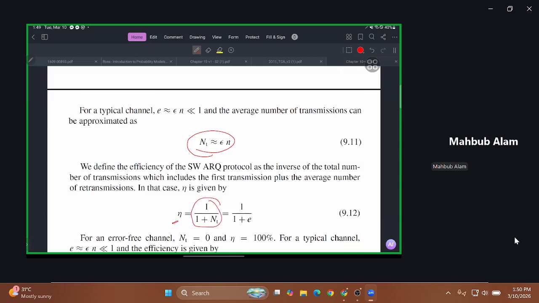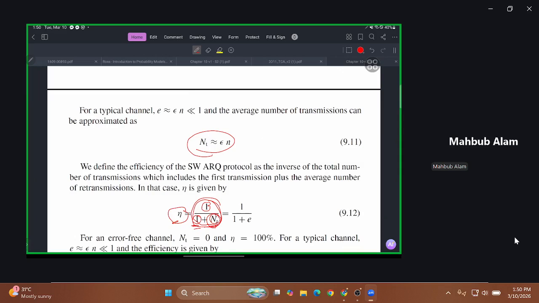That is the average number of retransmissions plus the successful transmission. So this ratio gives you the fraction of time that success actually occurs. One success requires N_T average number of retransmissions. The reciprocal of this gives you the efficiency of the system.